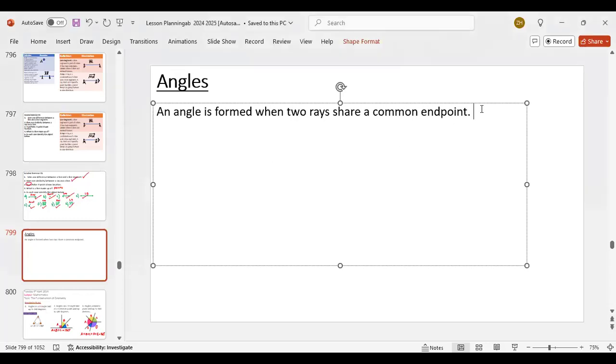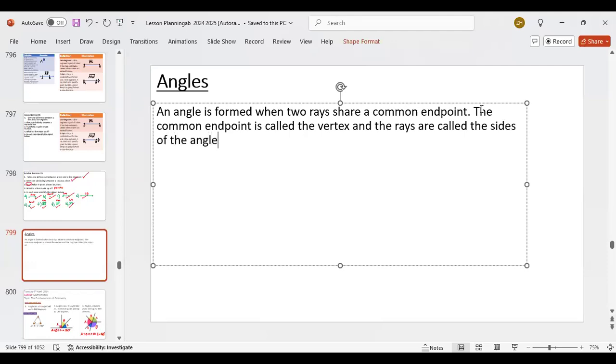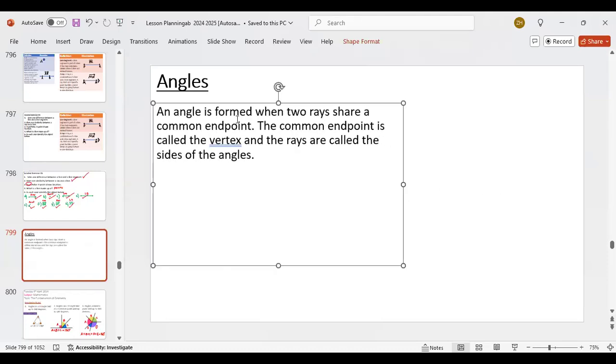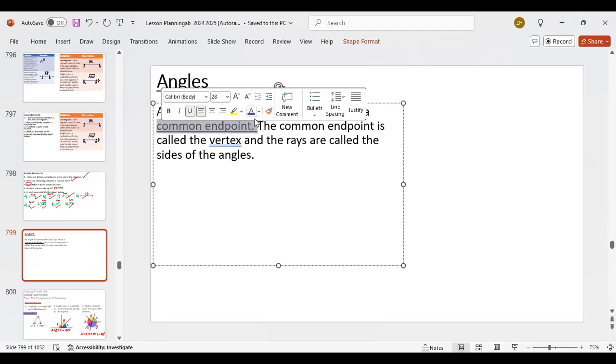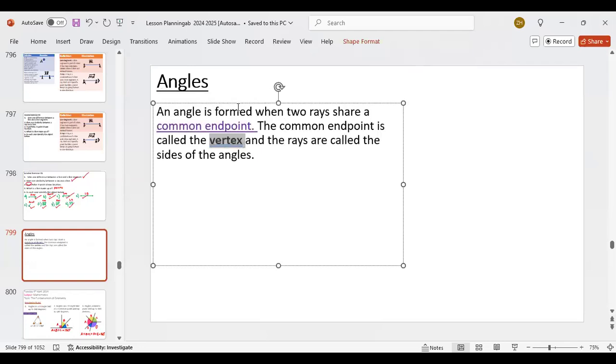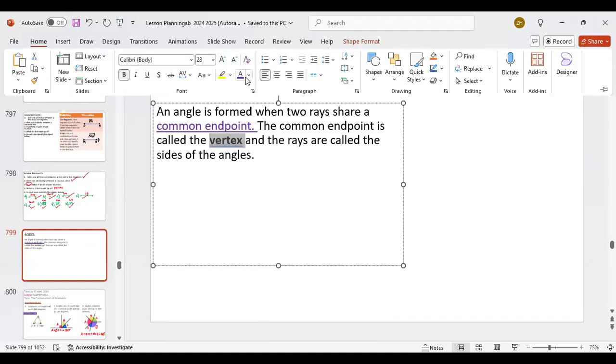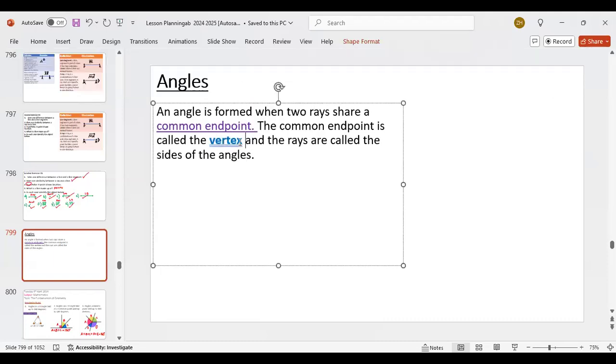So an angle is formed when two rays share a common endpoint. The common endpoint is called the vertex. And the rays are called the sides of the angle. So imagine we have a common endpoint, underline that. We call that common endpoint the vertex, right? So this is the vertex. Let me underline that. And we call the rays the sides of the angle.